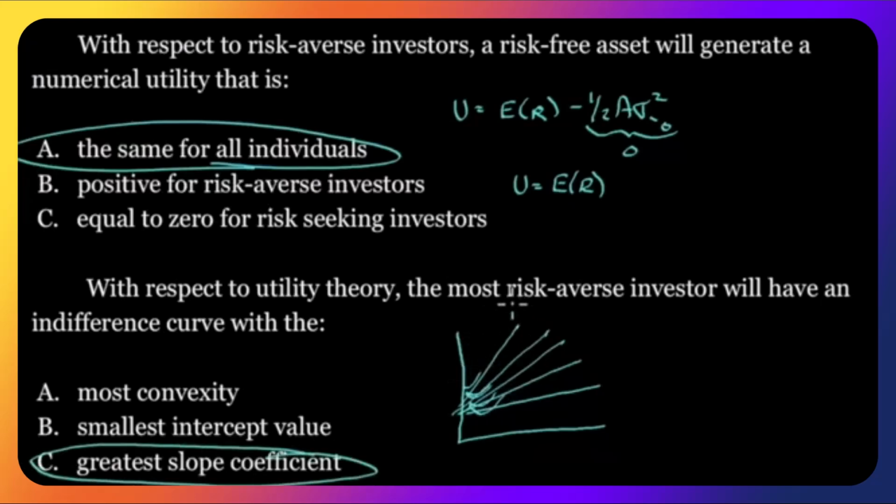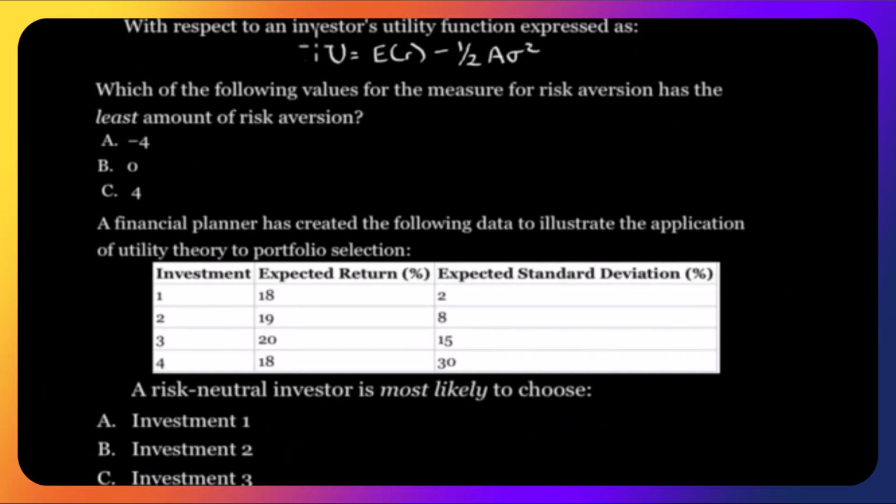The reason is they're very, very risk-averse, which means to get them to take even the slightest bit of risk, you must compensate them with significant amounts of return. So that's why you'd want the capital allocation line where the indifference curve is just tangent to the highest capital allocation line.